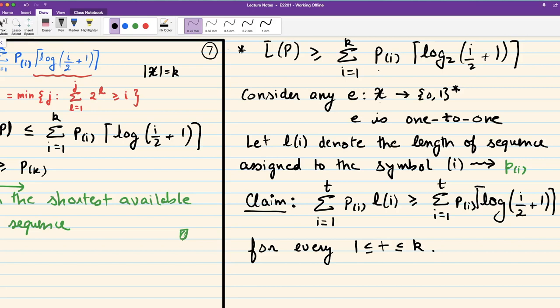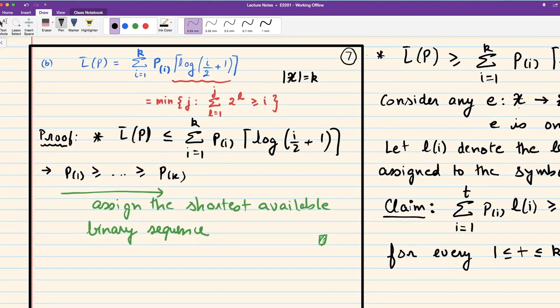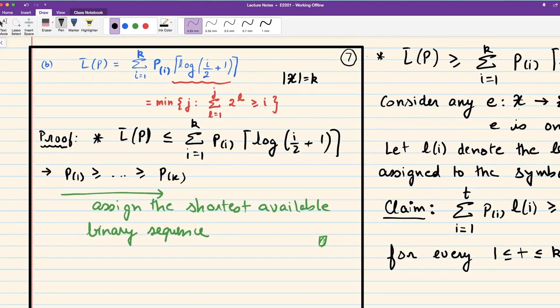So what this proof therefore says is that no matter what you do, no matter what scheme you use, you can never do better than this. And therefore this quantity must equal this. So this also says in effect that this scheme that we saw, which just arranges these symbols in decreasing order of their probability and assigns sequences one by one starting from the left, always assigning the shortest available sequence, is optimal.